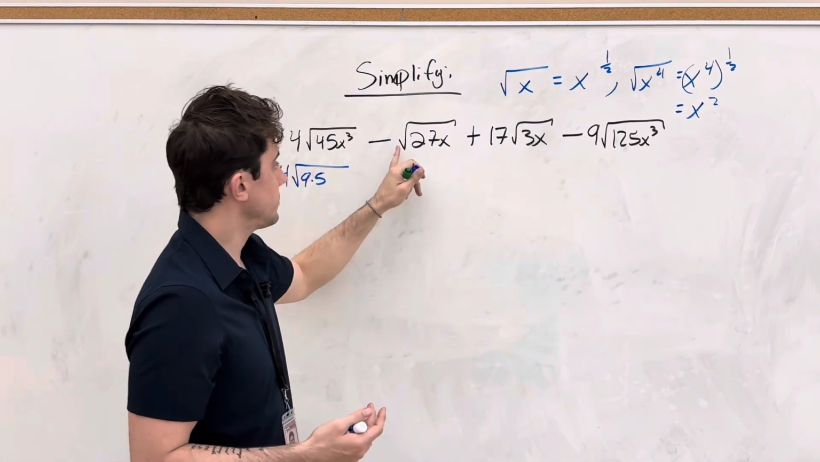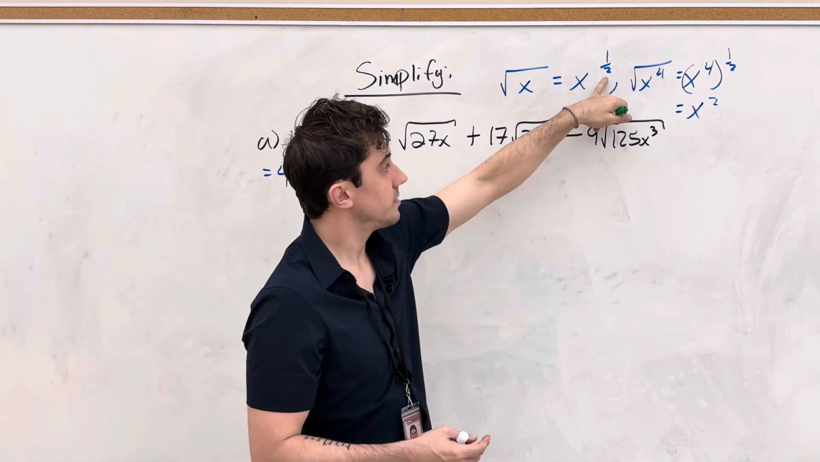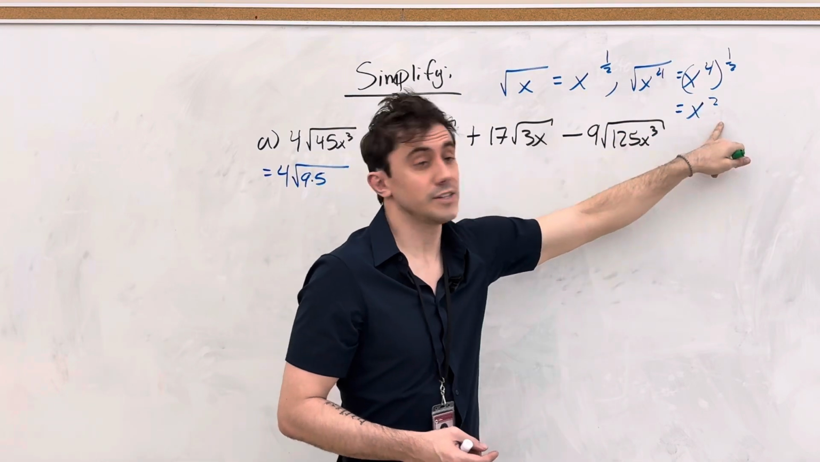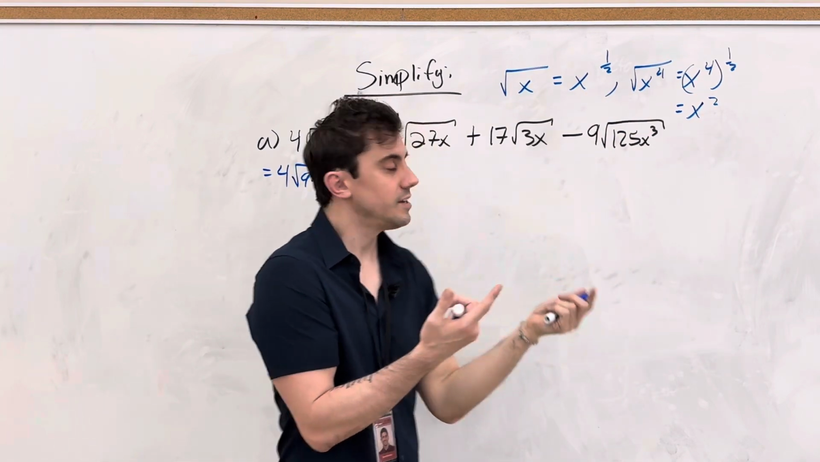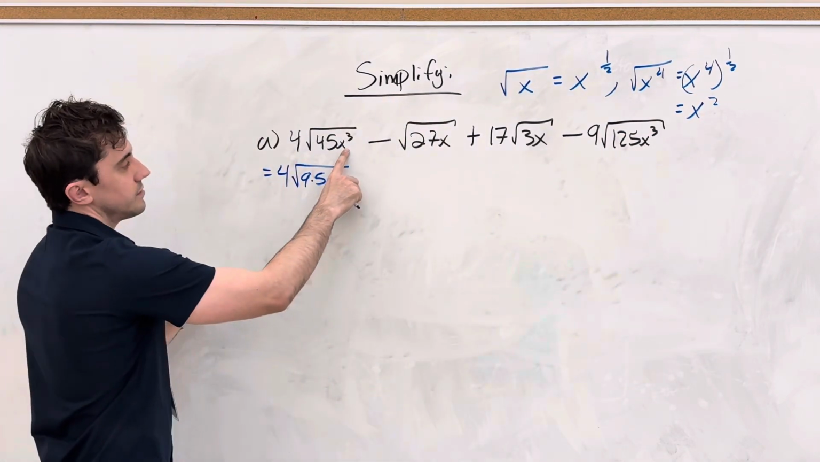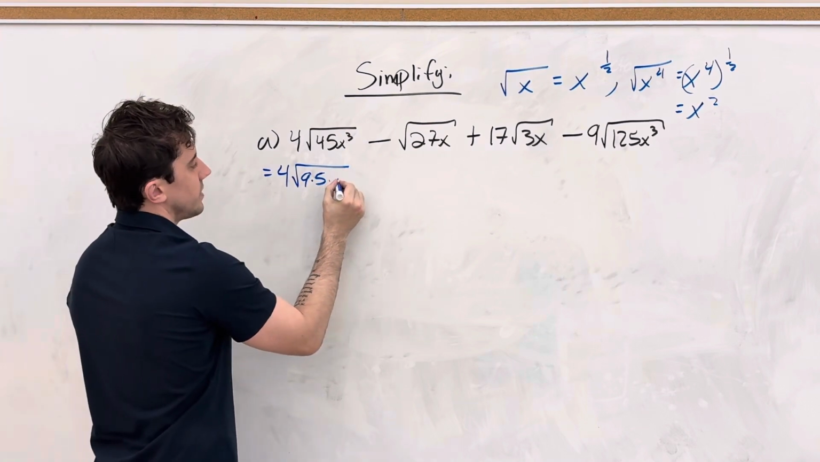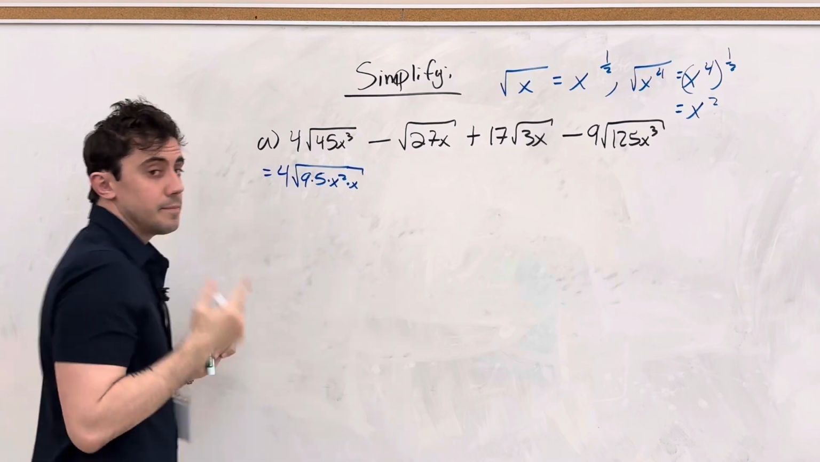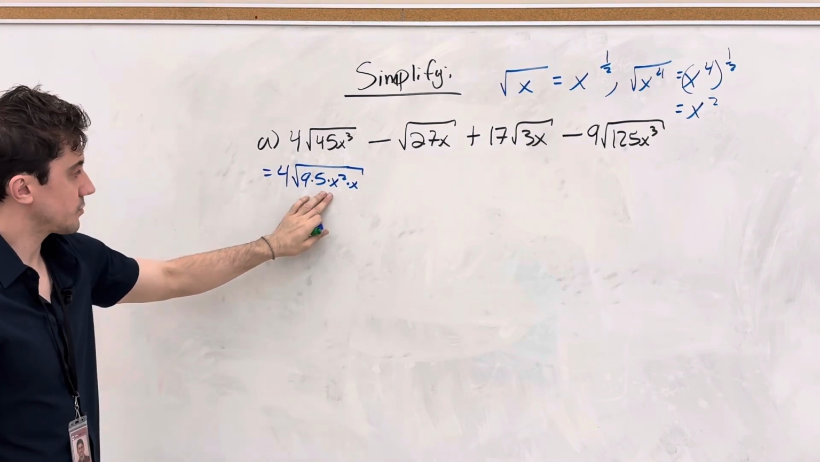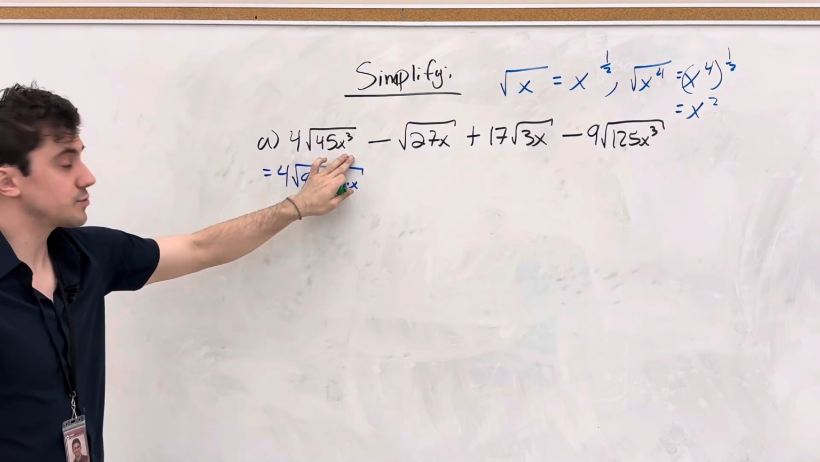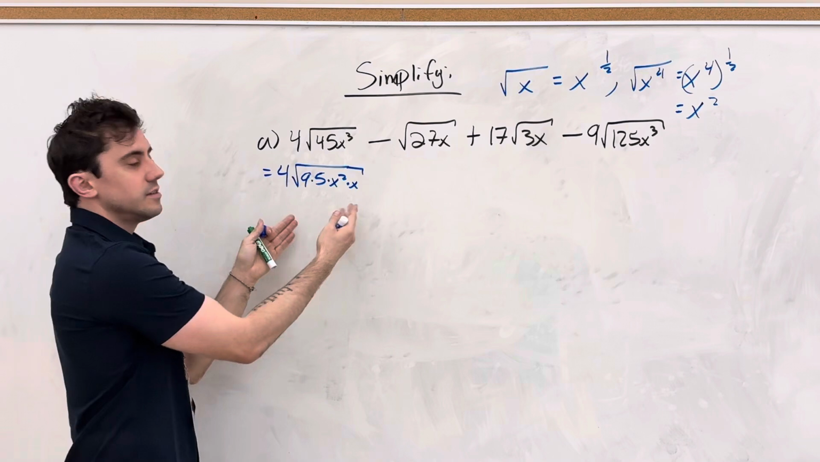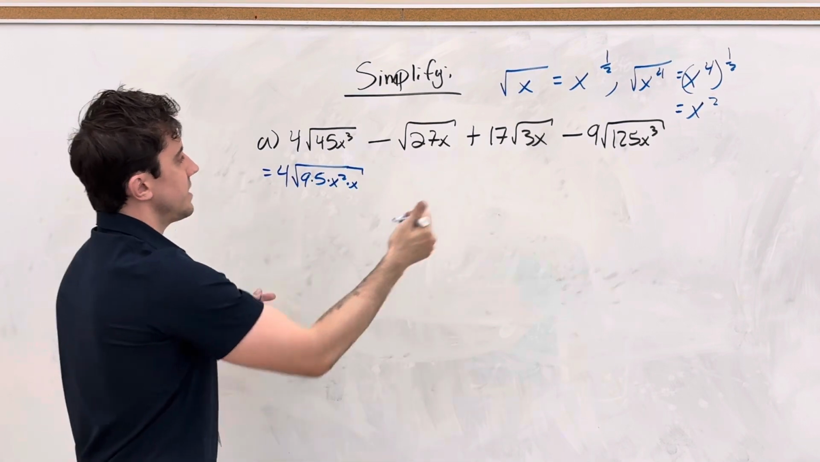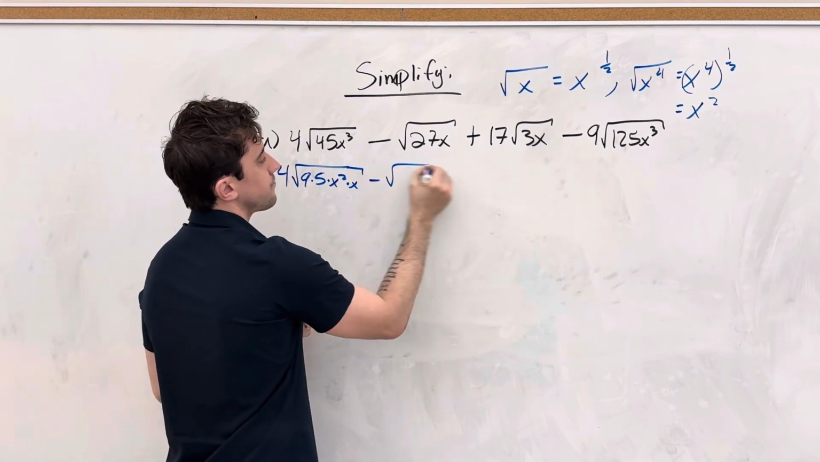So for us, we're always dealing with square roots, and so we're always going to divide the exponent by 2 by taking the square root of it. And so what that means for us is we're going to write x cubed as x squared times x. Okay? So now we have 9 times 5 times x squared times x, which is just 45x cubed, just written in another way. And we're going to do the same thing for all of the others.